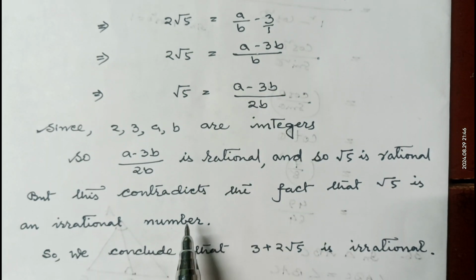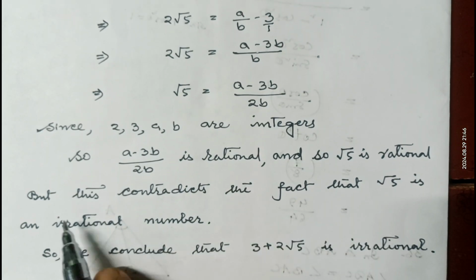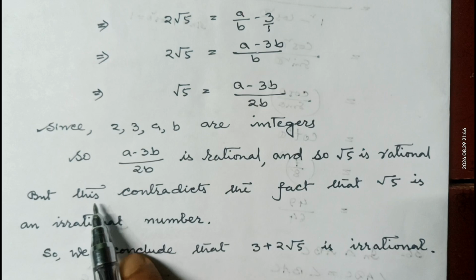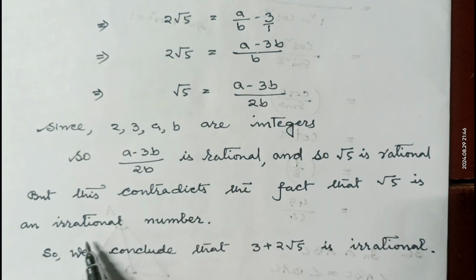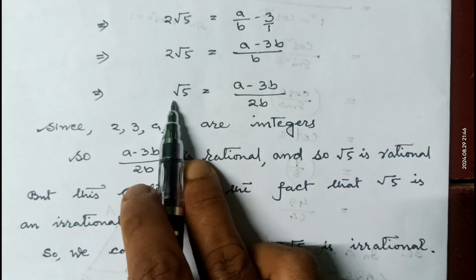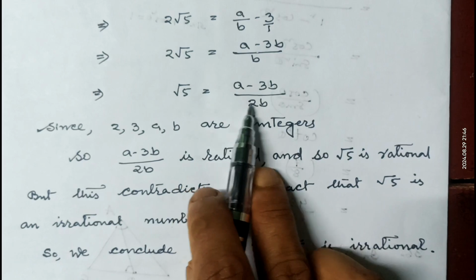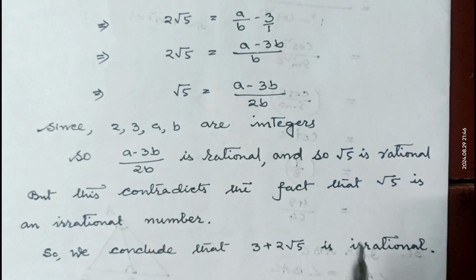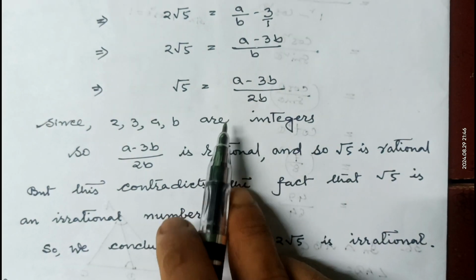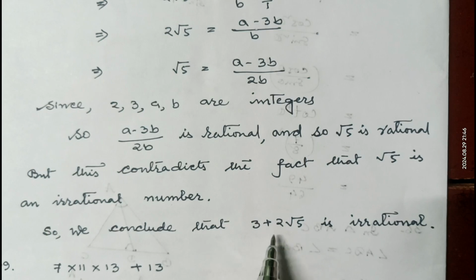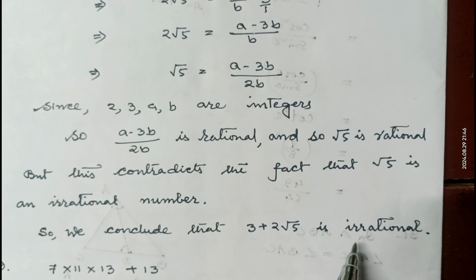But in the question it is given that root 5 is irrational. So we have written here, but this contradicts the fact that root 5 is an irrational number. So this side we are getting an irrational number and here we got a rational number, which is not possible. That means our assumption is wrong. So we conclude that 3 plus 2 root 5 is not a rational number, it is an irrational number.